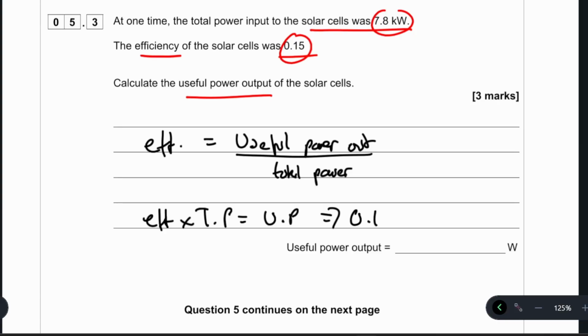Efficiency is 0.15 multiplied by the total power, 7.8 kilowatts. And so we should get an answer of 0.15 times 7.8. Should get 1.17 kilowatts. But remember, we want the answer in watts, so we need to multiply by 1000, and so our answer will be 1170 watts.